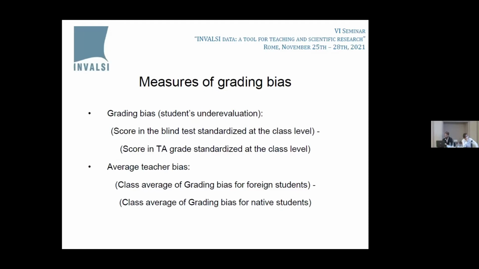Now that we have some sort of generic evidence of grading bias, we want to build our measure of treatment of grading bias in order to see if this is associated with a specific trend in the future. So I use two different approaches. The first one is to estimate this measure of grading bias of student under evaluation. The basic idea is that I want to compare the score in the blind test, standardized at the class level, with the score in the teacher assigned grade, standardized at the class level, which means that this indicator will take value 0 if my ranking in the teacher and INVALSI assessment is the same, while if I have a positive value, it means that I'm going to receive a better evaluation from the INVALSI test.